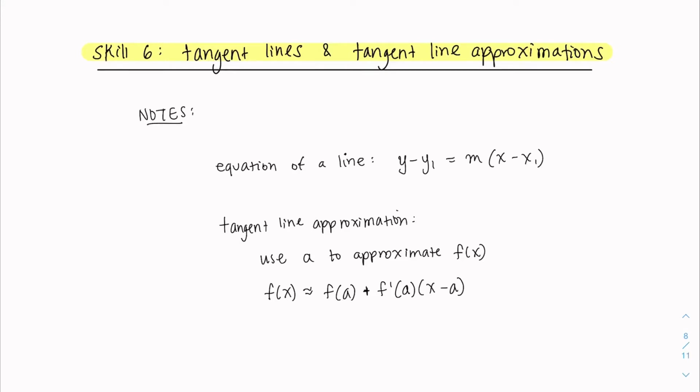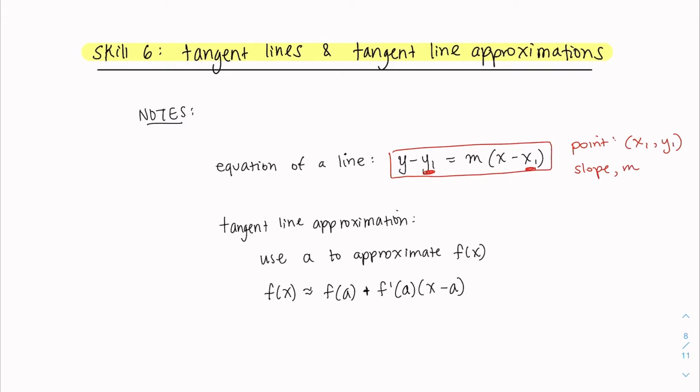So continuing our Unit 2 on derivatives, the next skill is on tangent lines and tangent line approximations. There's really only two formulas that you need to know, so I encourage you to pause the video and take these down. First, the equation of any line is y minus y1 equals m(x minus x1). So the two things you'll need for the equation of any line are first, a point, which would be our x1, y1, and then we also need a slope.